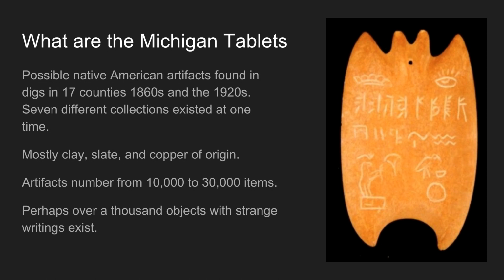Well, anyways, they're possible Native American artifacts found in digs in 17 counties in Michigan. They were found mostly between the 1860s and the 1920s. There was at one time 7 different collections that existed. They are mostly made out of clay, slate, and copper. The artifacts number between 10,000 and 30,000 items. However, only about 1,000 of the objects have strange writings, as you can see on the one artifact that's shown on this slide.